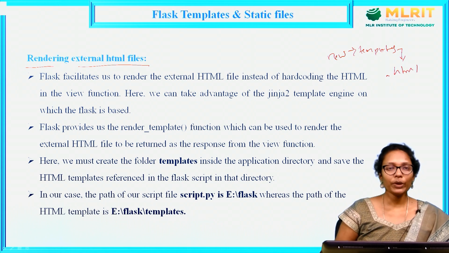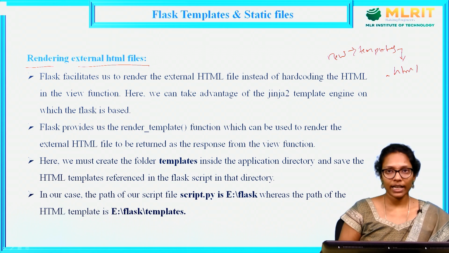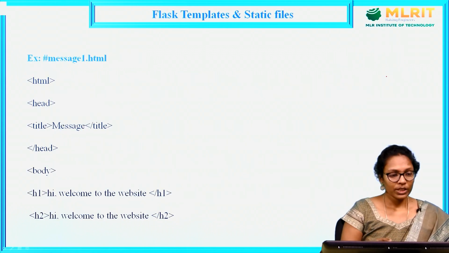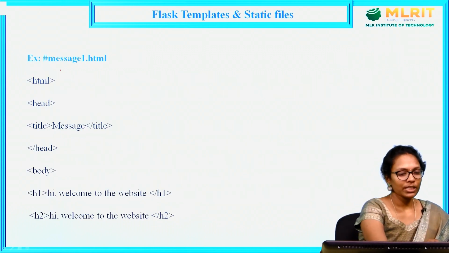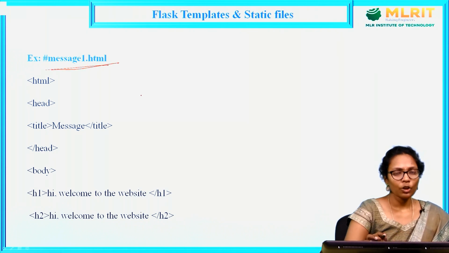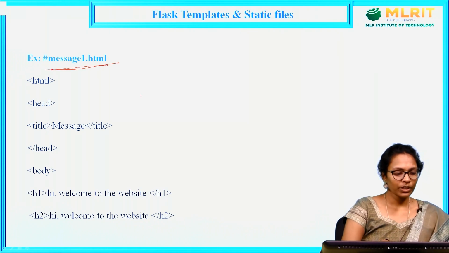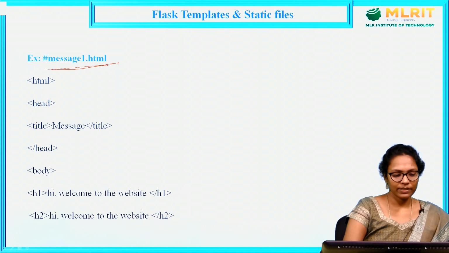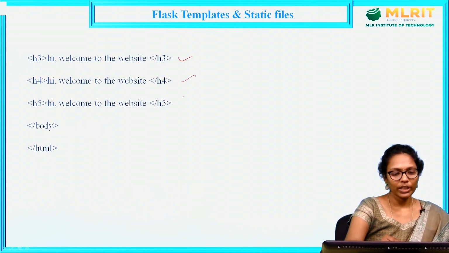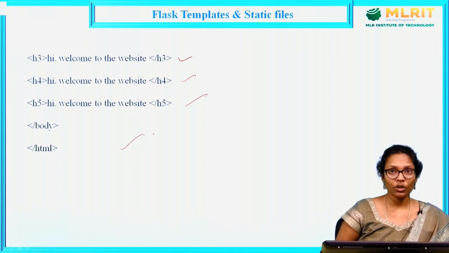Now, if I want to include that HTML file inside the Flask app, how to do that? This is the example application here. This is message1.html, a simple web page which will print different headings: "Hi, welcome to the website" with h1, h2, h3, h4, h5. That's all. This is message1.html.